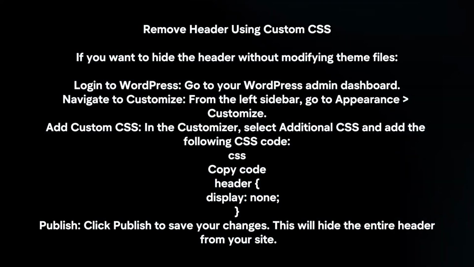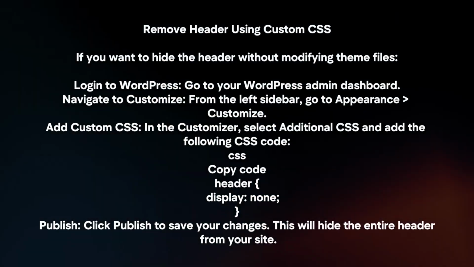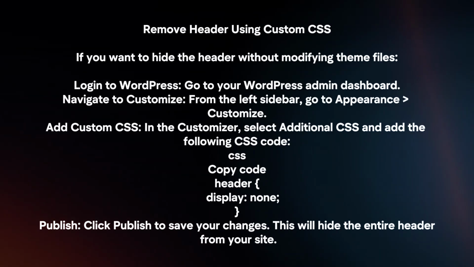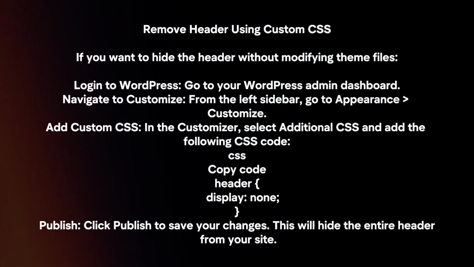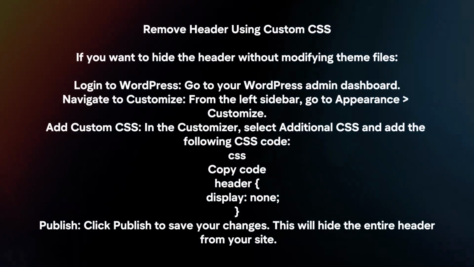Add custom CSS. In the customizer, select additional CSS and add the following CSS code. Publish. Click Publish to save your changes. This will hide the entire header from your site.